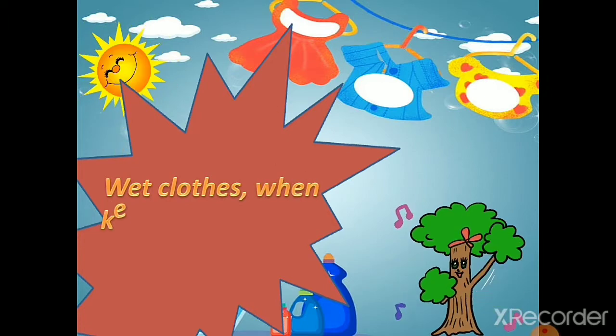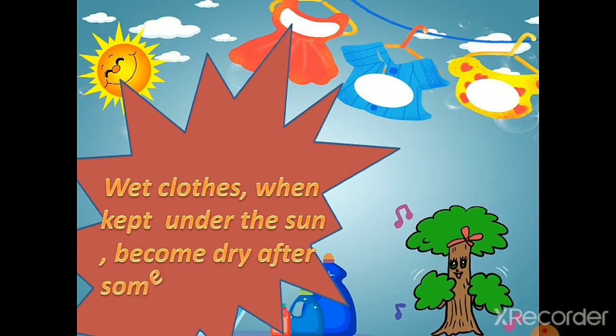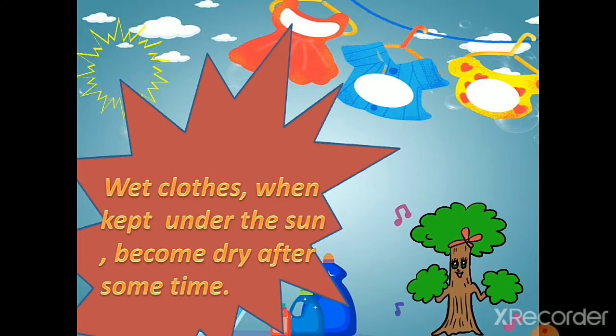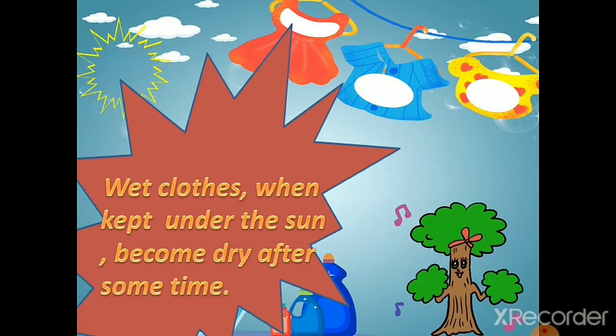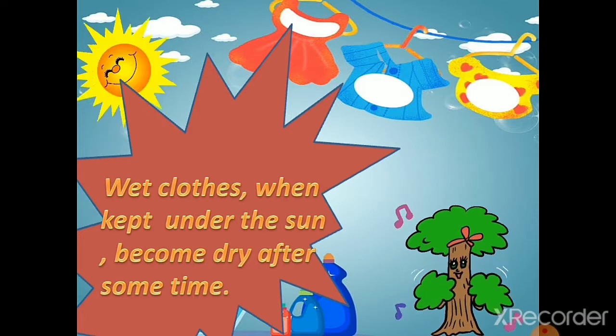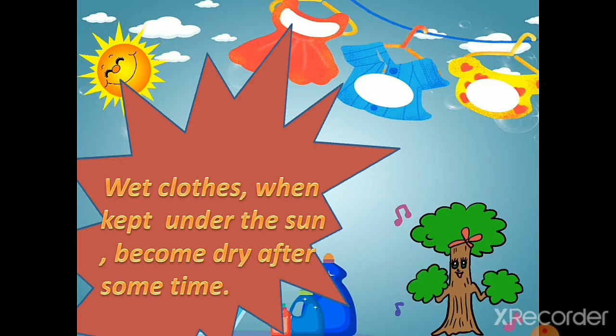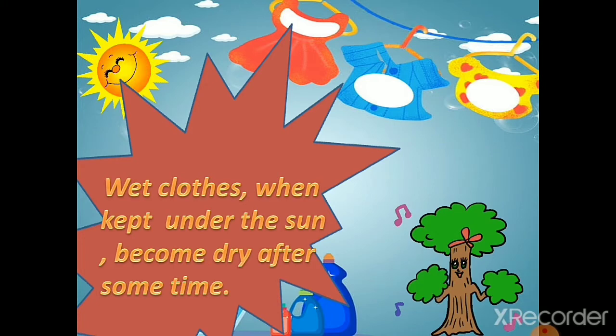Wet clothes, when kept under the sun, become dry after some time. You all know about that, right? Why? The heat of the sun changes the water present in these clothes into water vapor. So our clothes get dry. This water vapor mixes with the air around. So air contains water vapor.